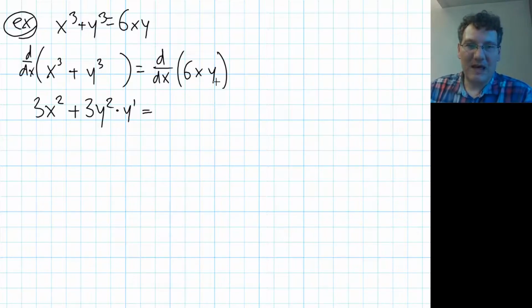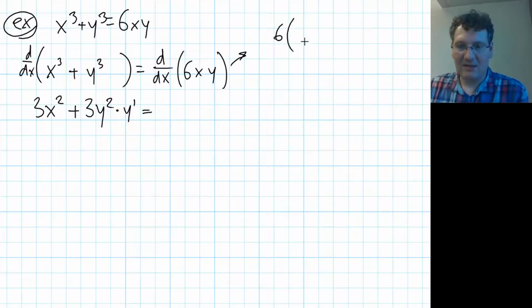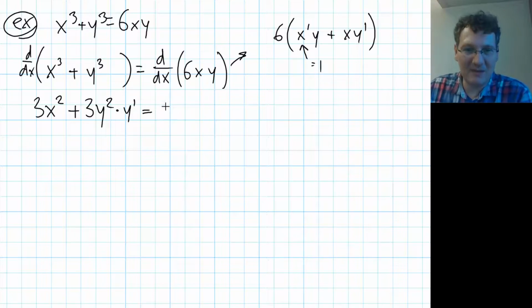Now for 6xy, I'm going to have to use the product rule. I take the 6 out: 6 times (x prime times y plus x times y prime). X prime is just equal to 1. So in fact, it's going to be 6 times (y plus xy prime).